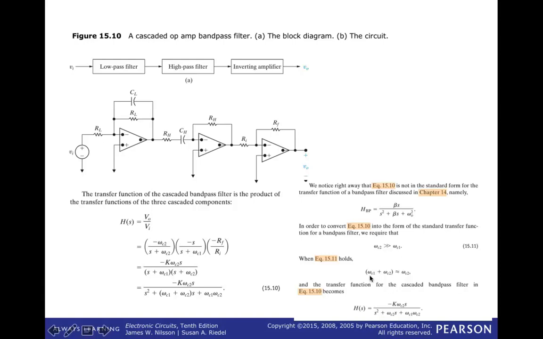So in this case, omega C1 plus omega C2, this term in the denominator of equation 15.10, can be approximated as omega C2, in which case omega C2 can be substituted for that, and then we get an equation that looks like this, where the center frequency would be the square root of omega C1 times omega C2, and the bandwidth would be omega C2.